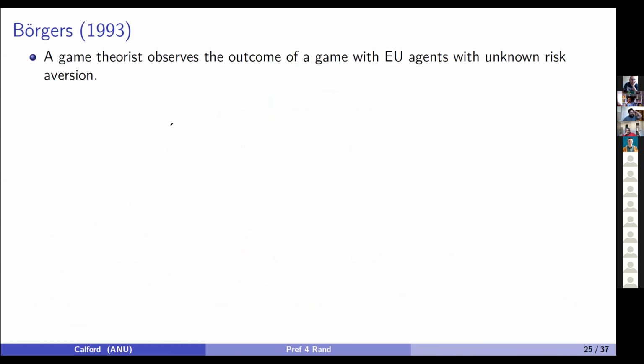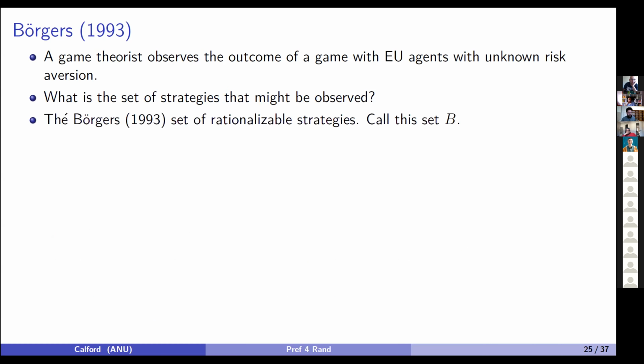Now, what about risk preferences? Tillman-Borges has already addressed this on my behalf a long time ago. Suppose that you observe the outcome of a game with expected utility agents, but you don't know their risk preferences. What's the set of strategies that I might observe? The Borges set of rationalizable strategies, I'll call this B.